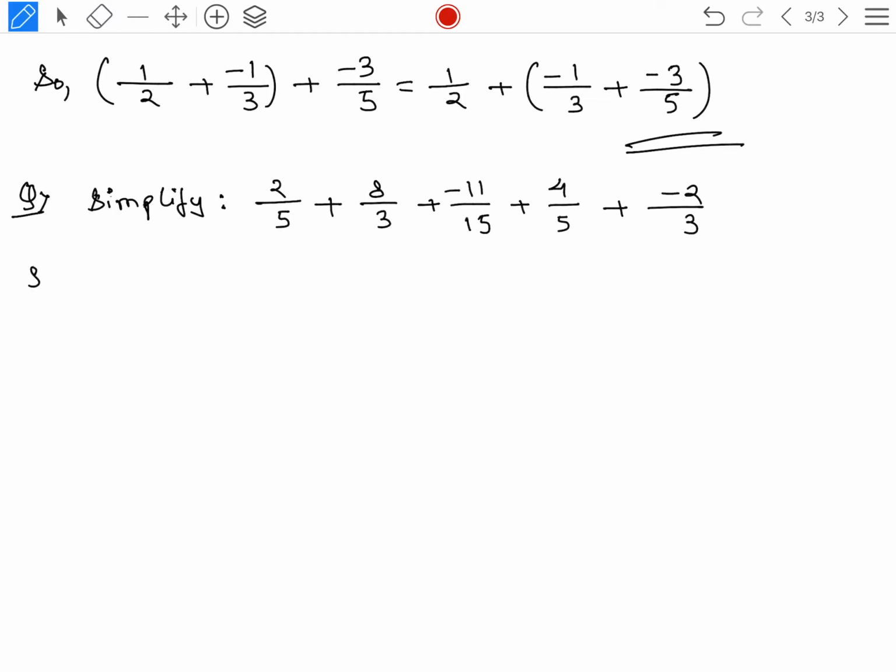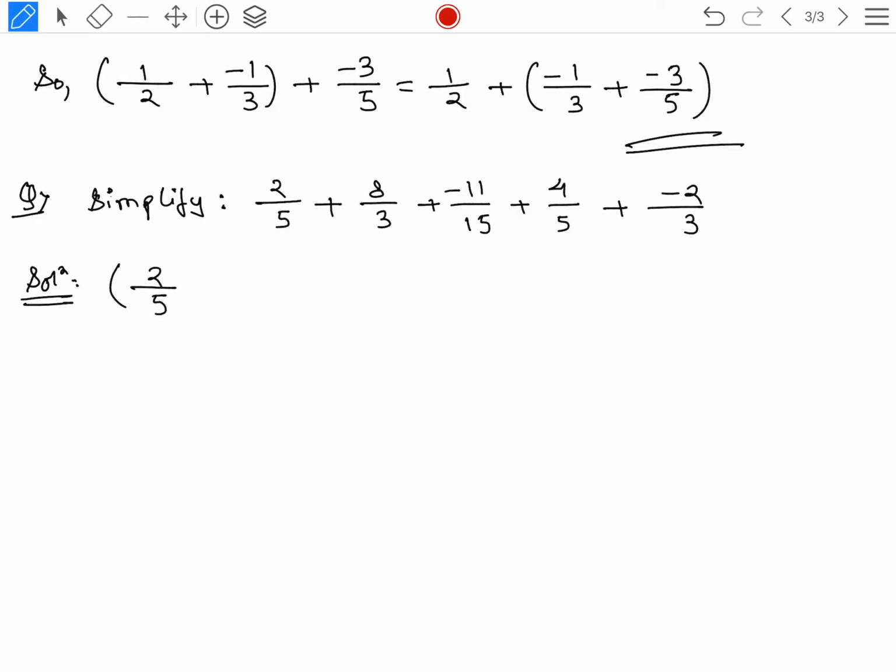Grouping means what? In this case, how can we group? We can group accordingly by looking at the common denominators. See, in this question you can see in two cases 5 is the denominator, yes or no? And in another two cases 3 is the denominator. If we group them according to the denominators, then finding the sum will become easy for us. Understood? So these numbers can be arranged in this way.